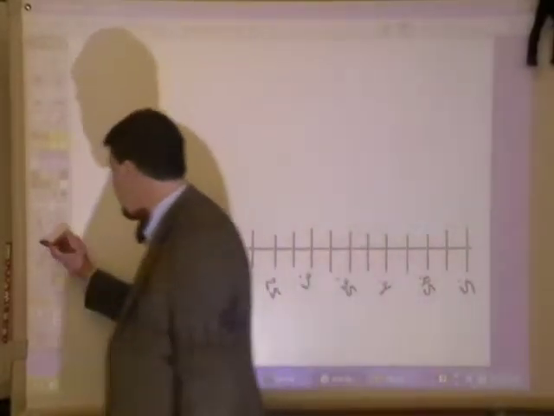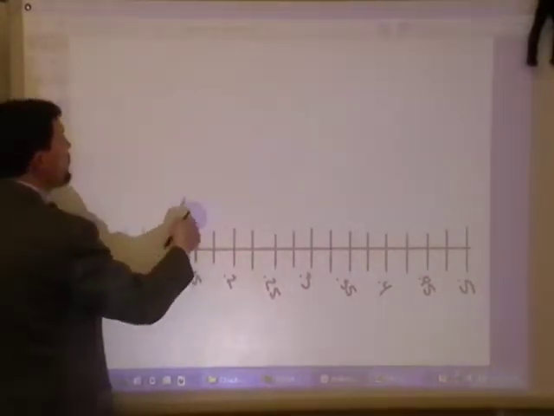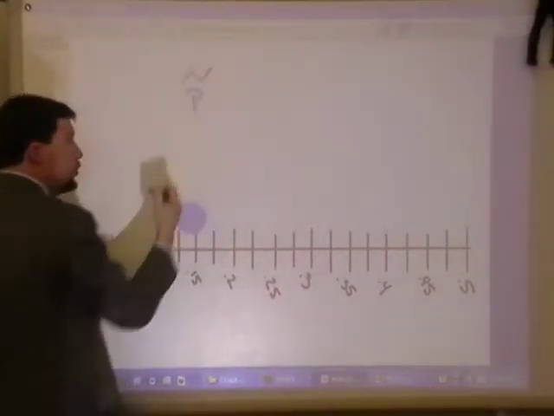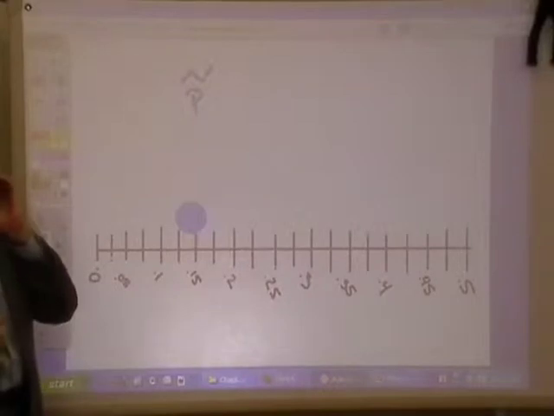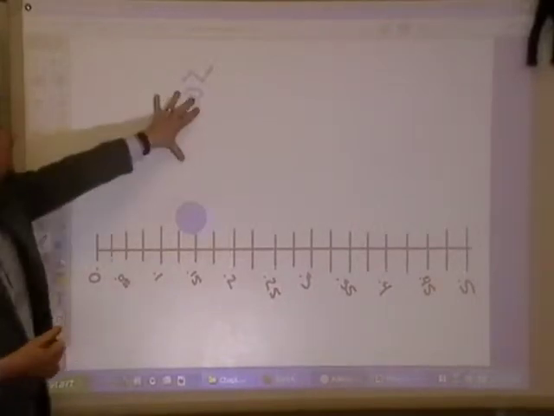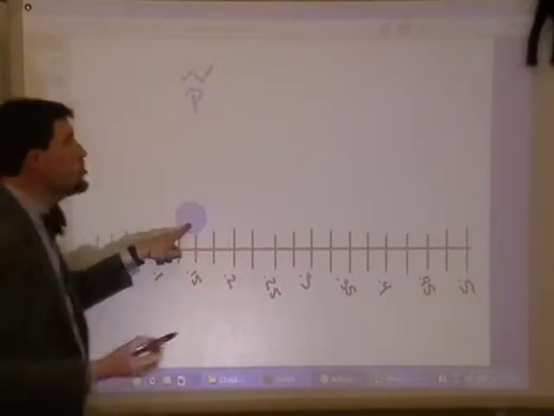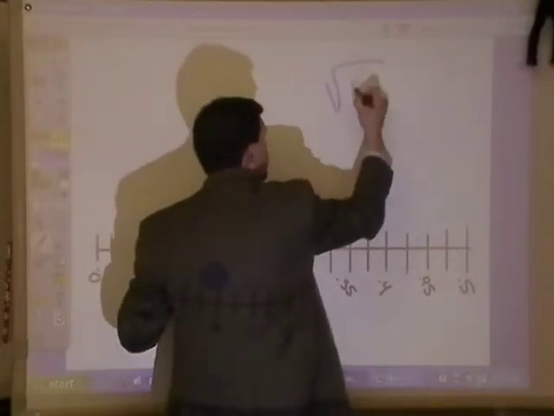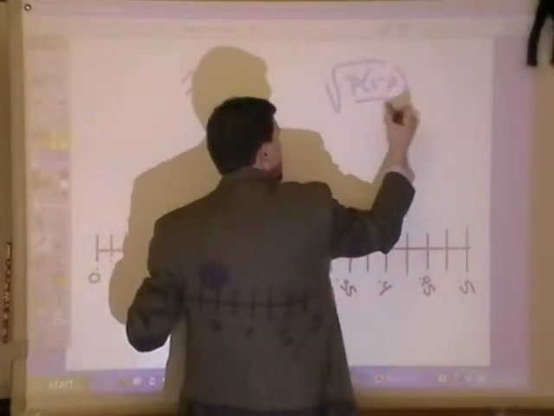Because what you have here is your value. And remember, that's your sample value, so that's your p hat, okay? And standard deviation for a proportion is the square root of p times 1 minus p over n.